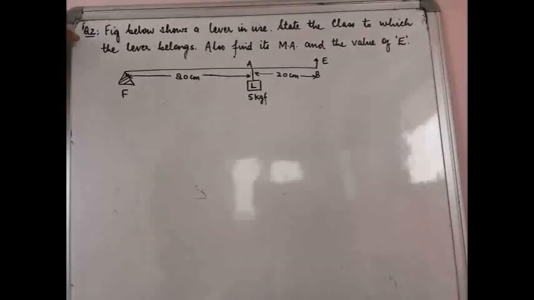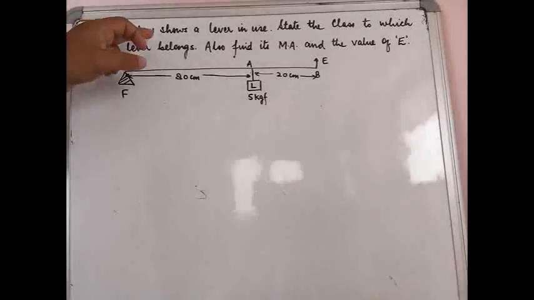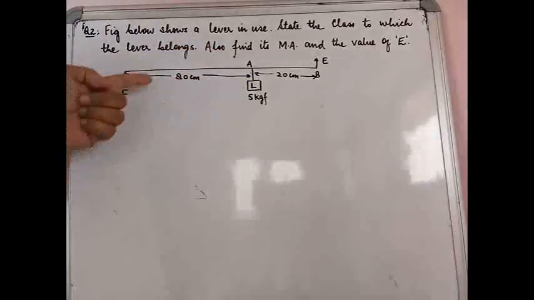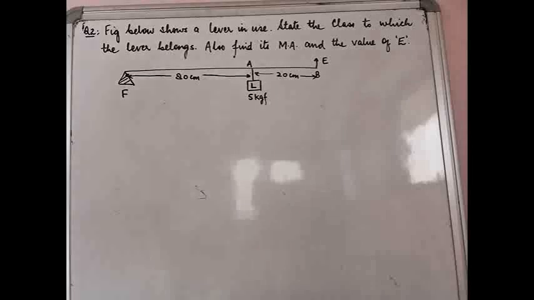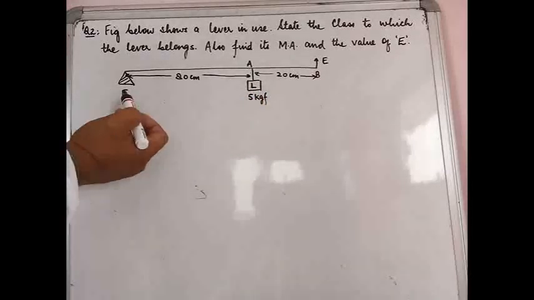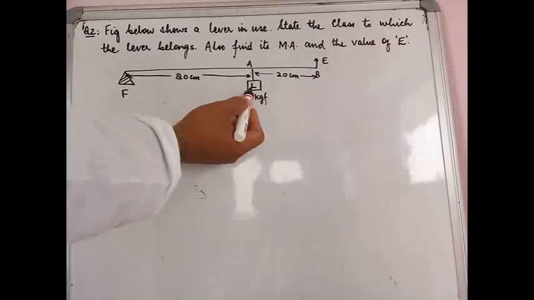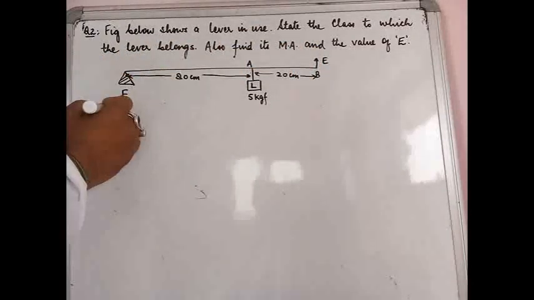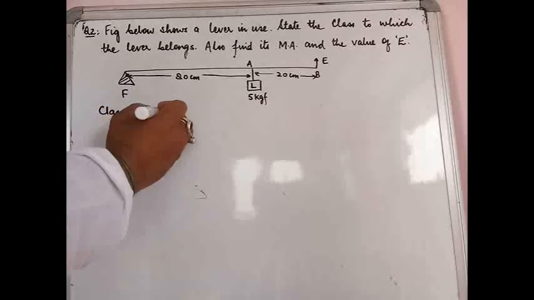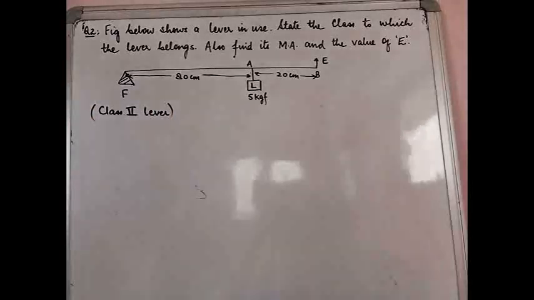Now moving on to question number 2. Figure below shows a lever in use. This is the diagram that they have given, and they have marked a number of things. State the class to which the lever belongs. The very first part is the class or type of lever shown in this diagram. That will be easily answered by looking at the relative positions of F, L and E. Load is lying in between the effort and fulcrum, so it will be classified as a class 2 lever.